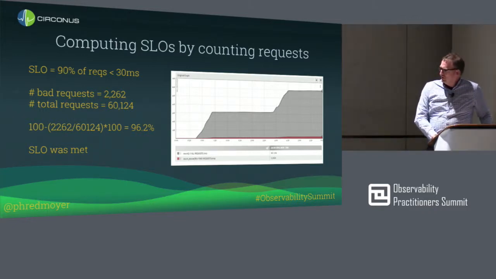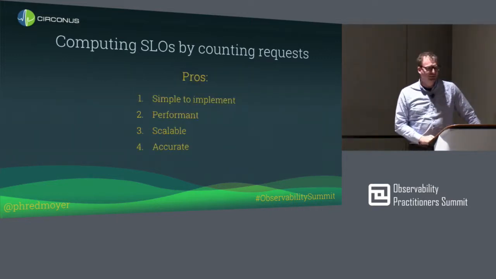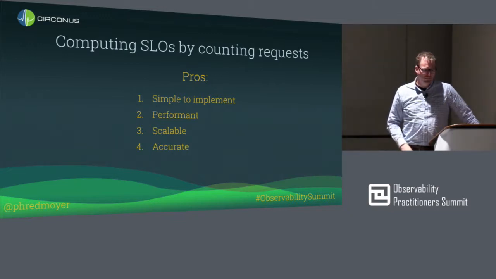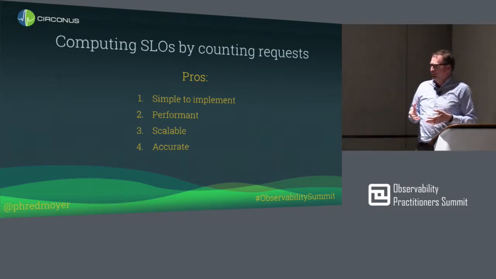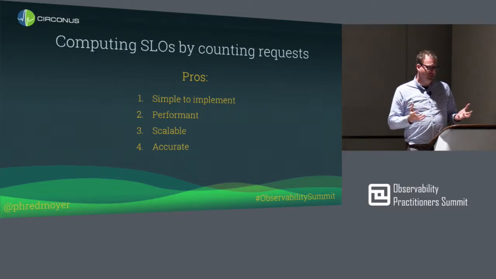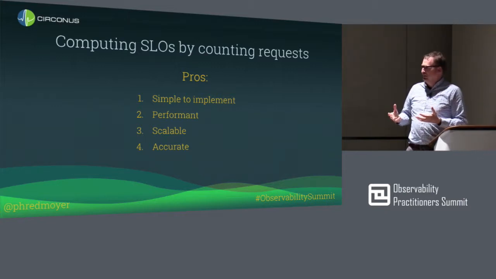So let's take a look at the pros and cons. It's simple to implement. Very basic arithmetic. It's performant. You've got two counters, and it's really easy to increment those per request. You do have to instrument your code, but a lot of application frameworks have something that can count the total number of requests. So really, you just have to add the one that counts the number that violated your SLO.